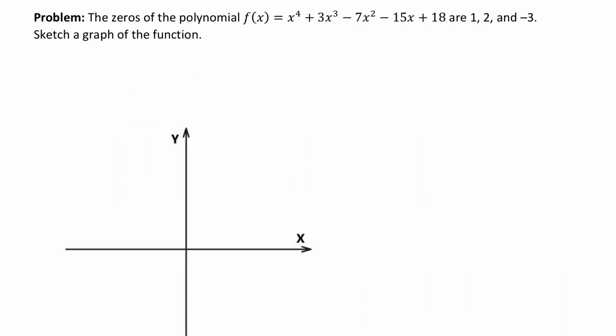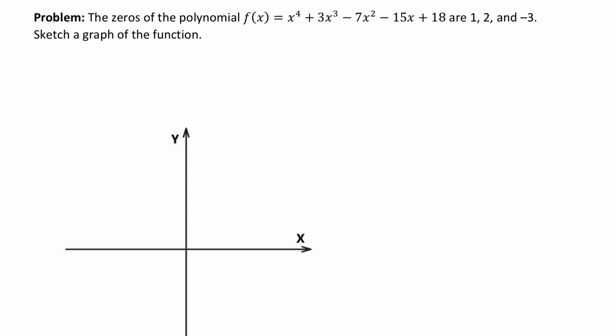Let's go ahead and do one more, and in this case, I'm going to give you the polynomial, but if you notice, it's not been factored. So we have the zeros are 1, 2, and -3. We have the original polynomial, and you're asked to sketch the function. So there's a bit of a twist here. Go ahead and pause the video and see if you can come up with the solution.